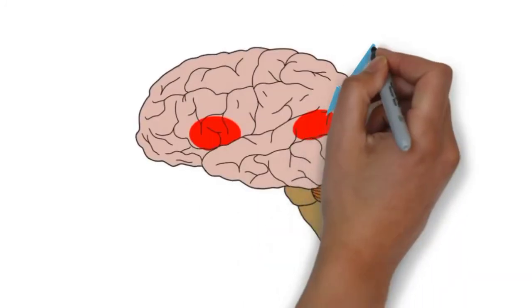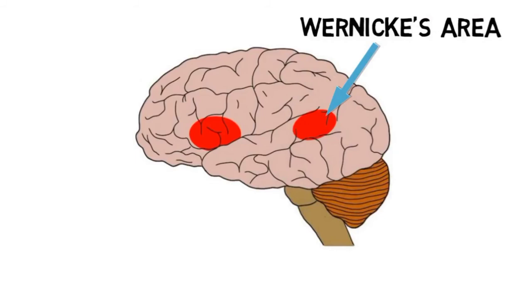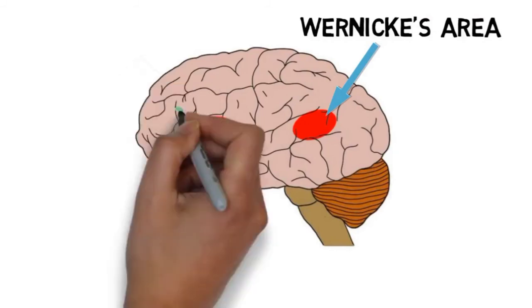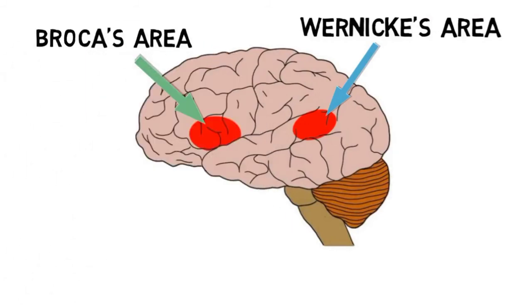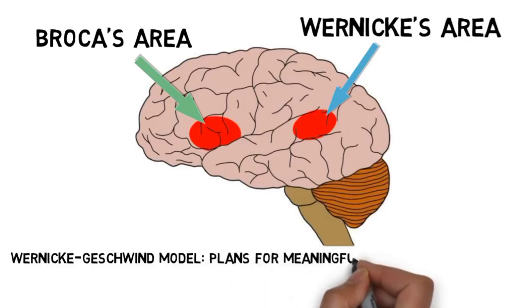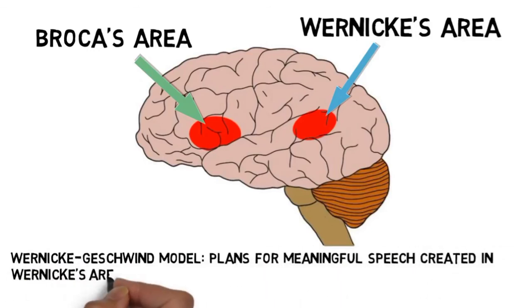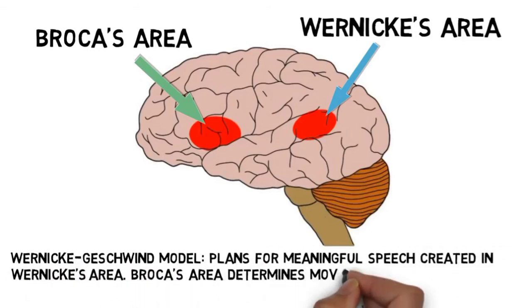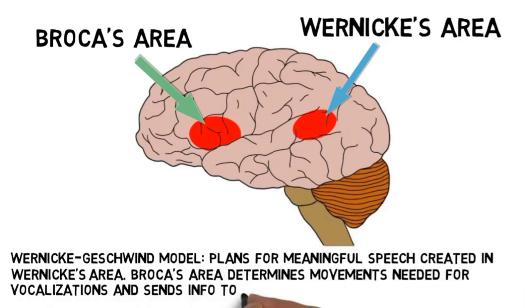Wernicke proposed a model for language that involved both the region he discovered and another language center, Broca's area. Broca's area is thought to play a role in speech production, and Wernicke's model, which was later expanded on by neurologist Norman Geschwind and called the Wernicke-Geschwind model, suggested that Wernicke's area creates plans for meaningful speech, while Broca's area is responsible for taking those plans and determining the movements, like of the tongue and mouth, required to turn those plans into vocalizations.